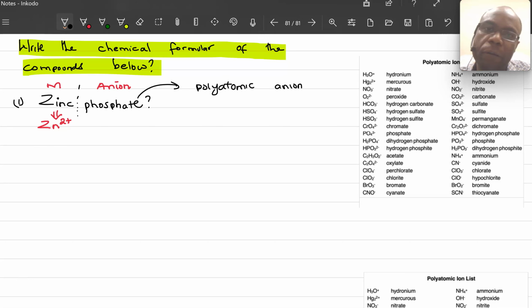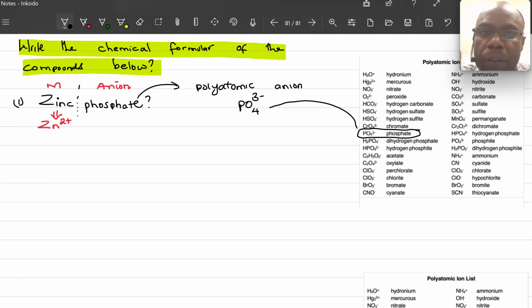Okay, and the formula for phosphate is PO4 superscript 3 minus. And you can find it here. There's the phosphate, PO4 superscript 3 minus. So I'll write the phosphate here like this. Now, that is not the formula of the ionic compound.